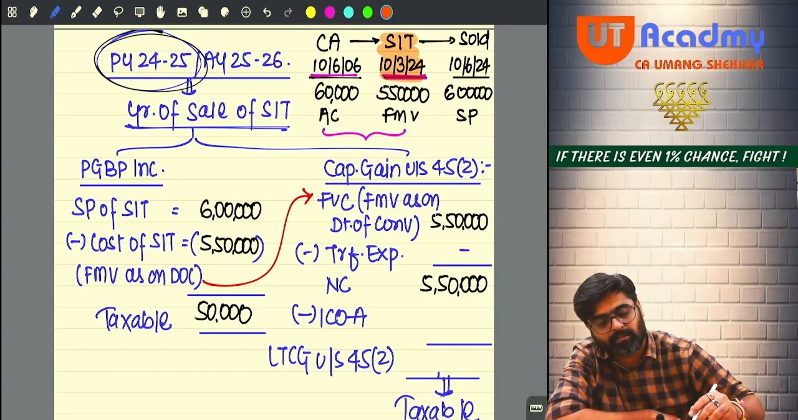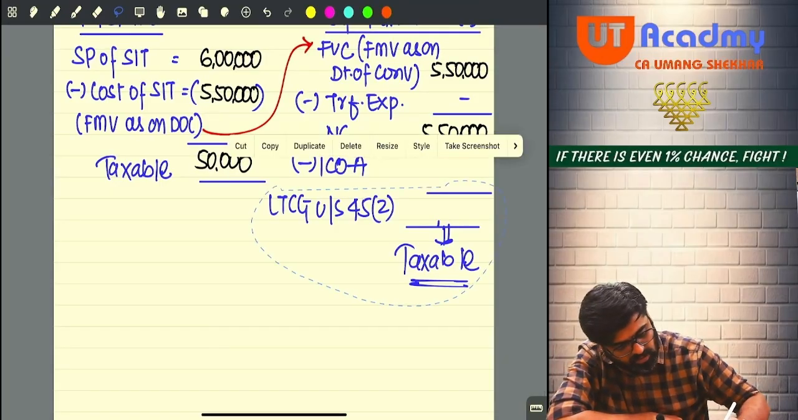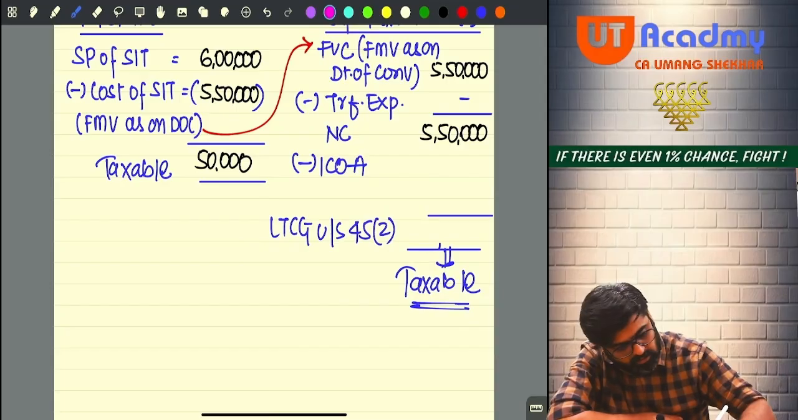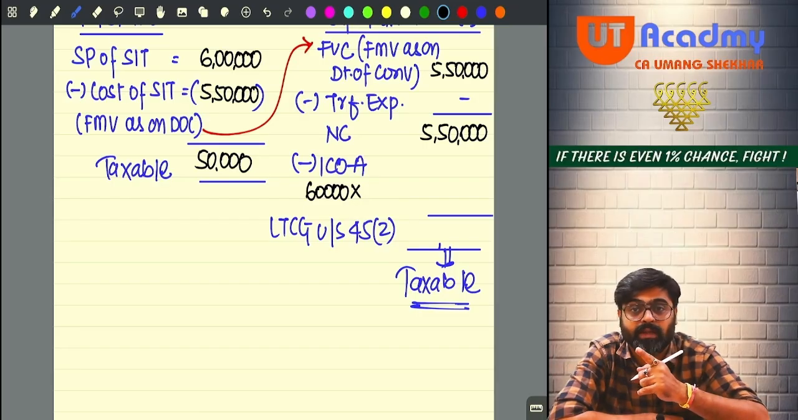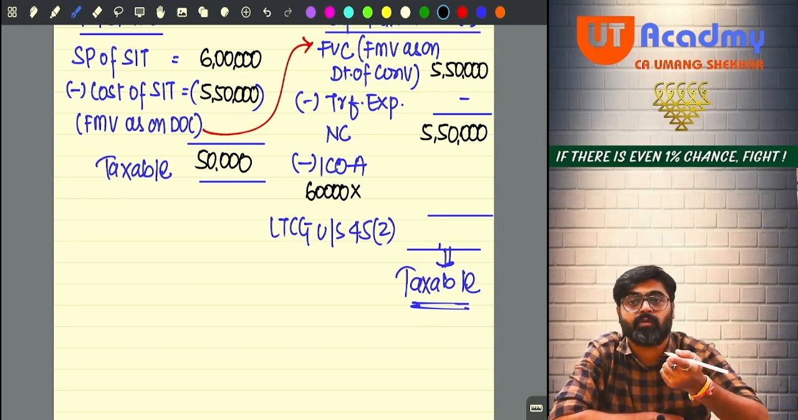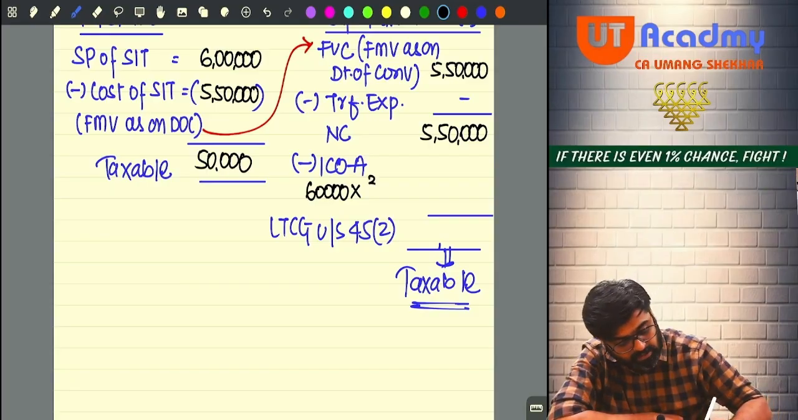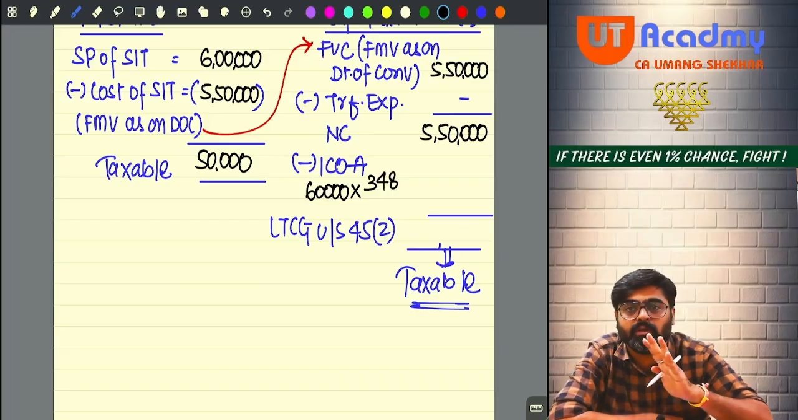So what was the cost of my capital asset? 60,000, no? So I will index that 60,000. Sir, are you all understanding what is happening? I will take 60,000 as cost of acquisition of my capital asset into CII of transfer year. In which year did the conversion take place? March 24 means 23-24. So the year of conversion is the year of transfer, 23-24. What was the CII? 348 if I am not wrong. CII of 23-24 is 348.